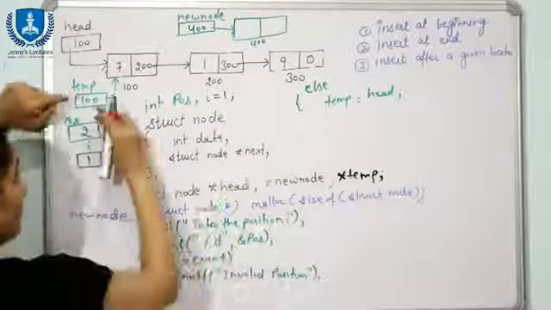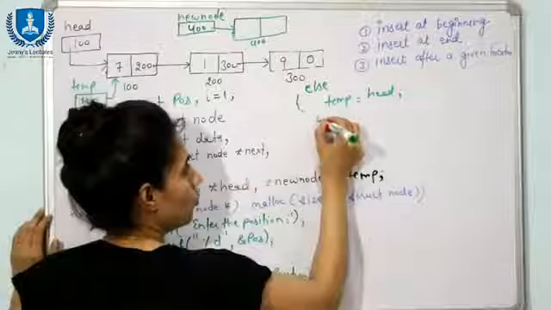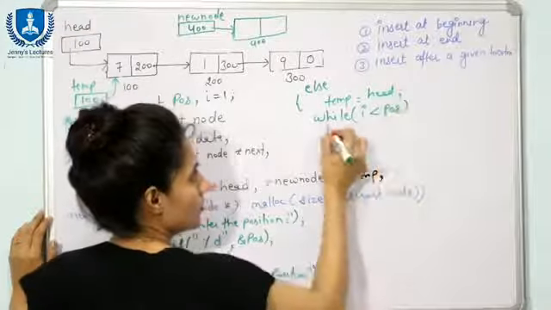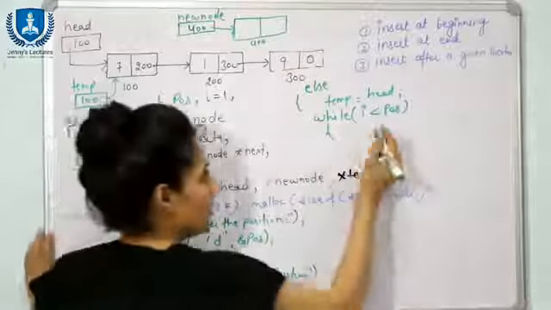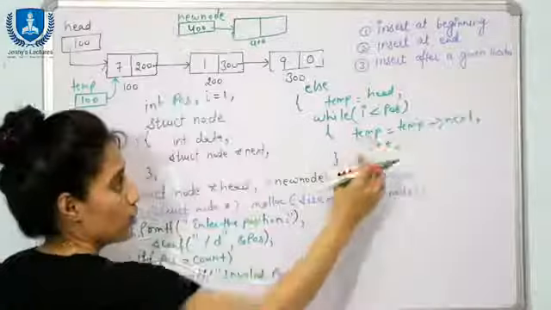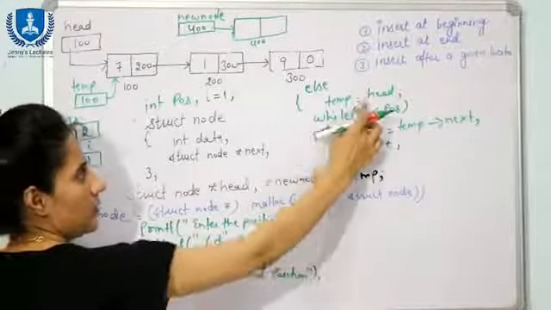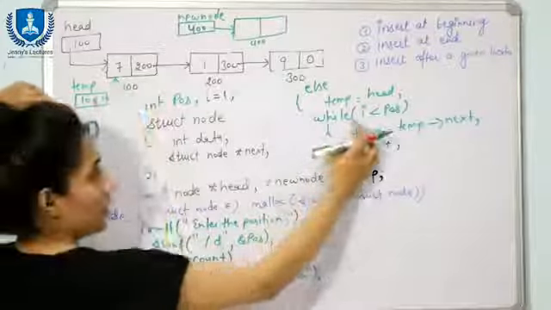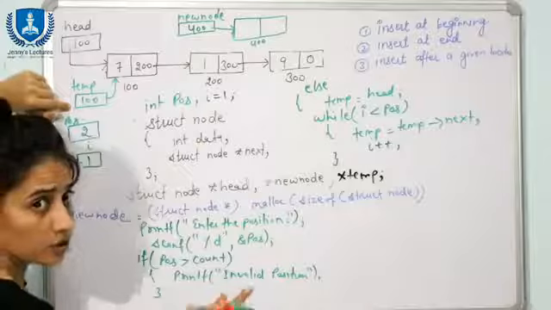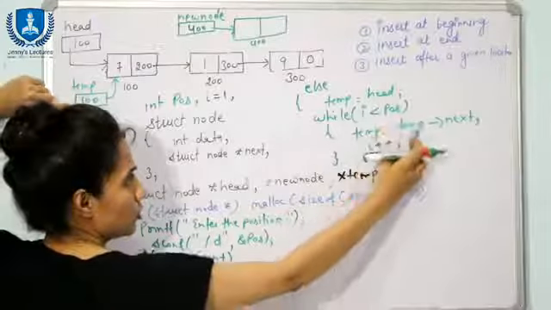So now first of all temp is pointing here. Now you will write a while loop, that is I less than position, right, and within this you will write temp is equal to temp next. So now see, what is the role of this while loop? At starting temp is equal to head, temp is pointing here. Now the value of I is 1, 1 is less than position, position is 2, yes, this condition is true. So now control will go within this loop.